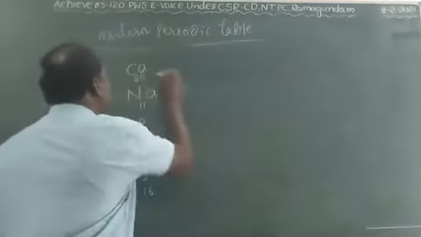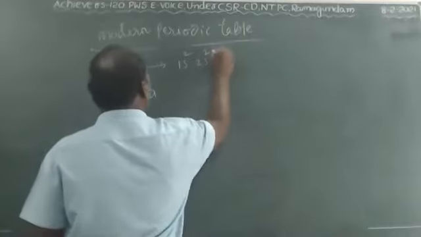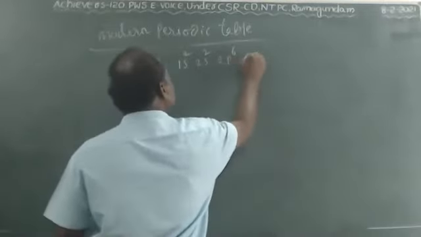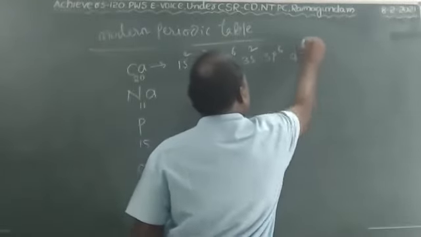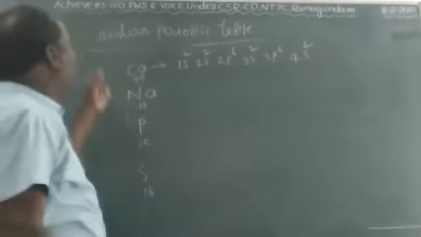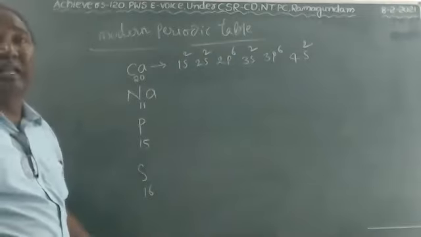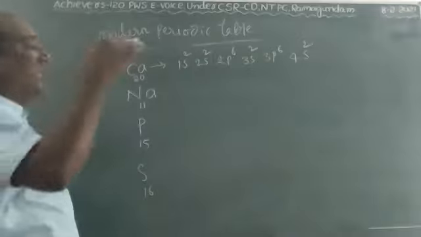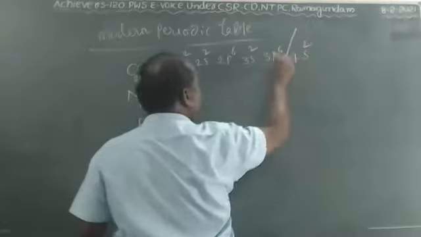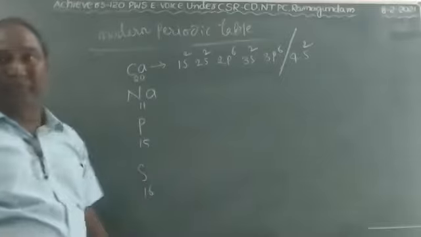Let me see one example. Calcium will be there, children. Electron configuration: 1s2, 2s2, 2p6, 3s2, 3p6, and 4s2. So here in this electron configuration, which is the outermost shell, which is the last one? Here 4s is the outermost shell. Based on this, we can identify the group and period of calcium.